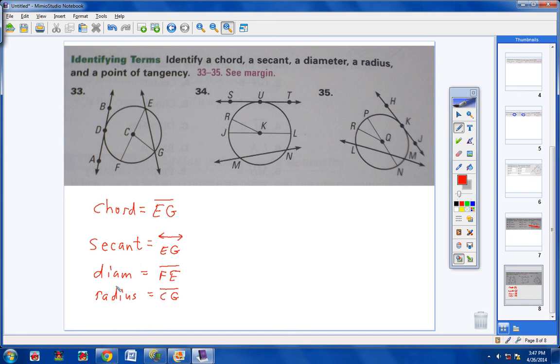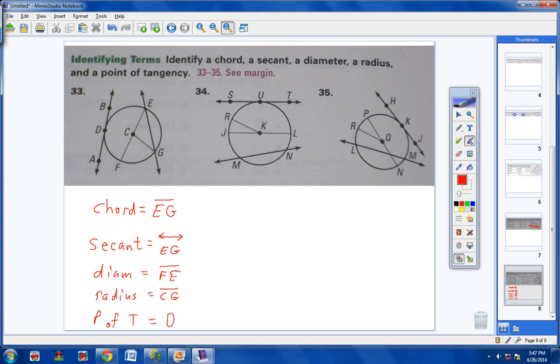And then lastly, a point of tangency. I'm going to put P of T. Point of tangency. Here's a tangent line right here. Notice it's a line that intersects the circle in one place, and that one place is D. So D is your point of tangency.